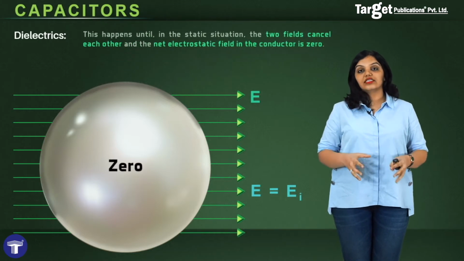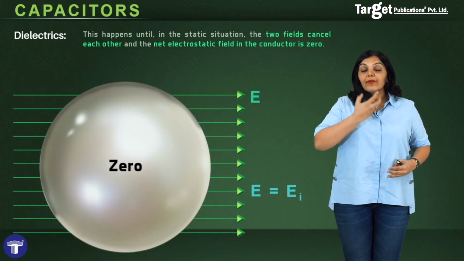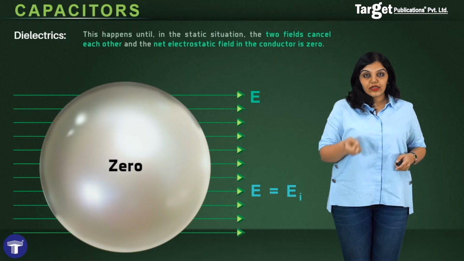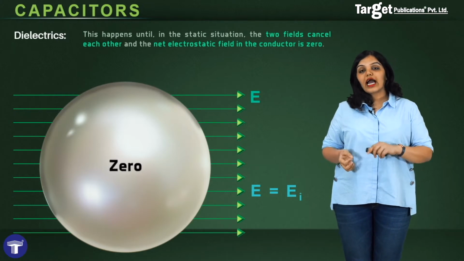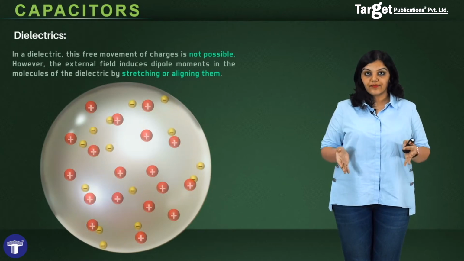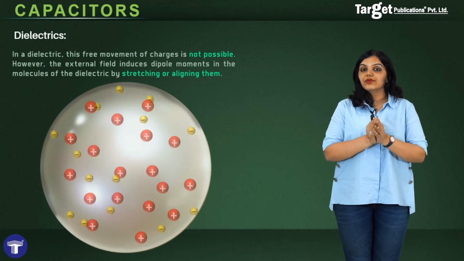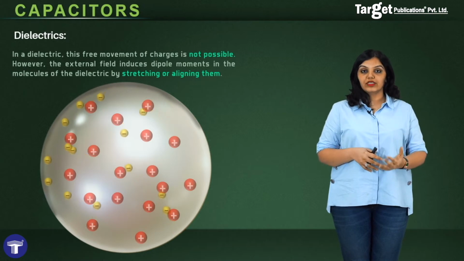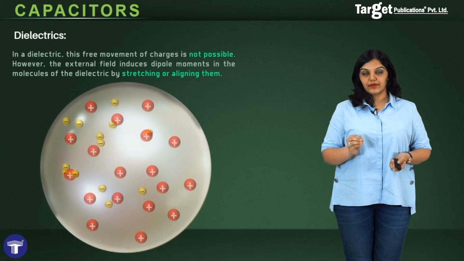And this is how a conductor actually makes sure that there is no field inside, by giving back an induced opposite field. Now, this is an important point of difference between a conductor and a dielectric. Let's see what happens if I place a dielectric in an external electric field. First of all, like we said, a dielectric has negligible number of charge carriers. Also, the free movement of charges in a dielectric-like substance is not possible.